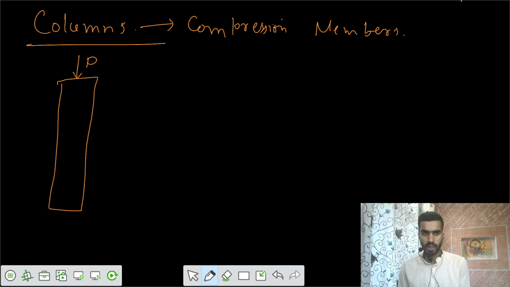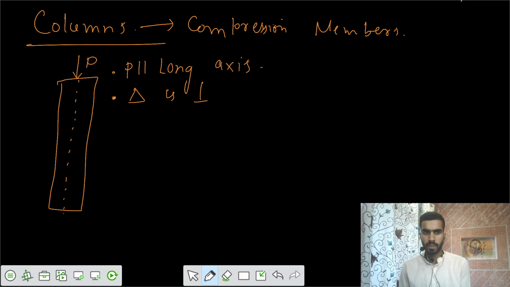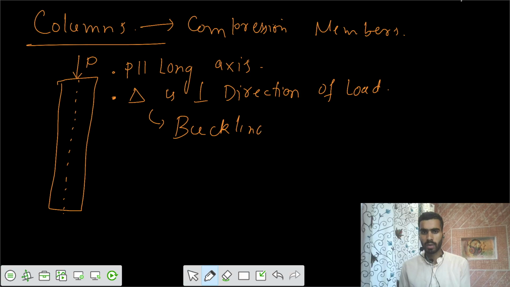You apply load of P, and we say load is parallel to the long axis. Load is in the direction of the long axis. P is parallel to the long axis, and the deflection that is created is perpendicular to the direction of load. Delta is perpendicular to the direction of load. And this phenomenon we call as buckling of that column.